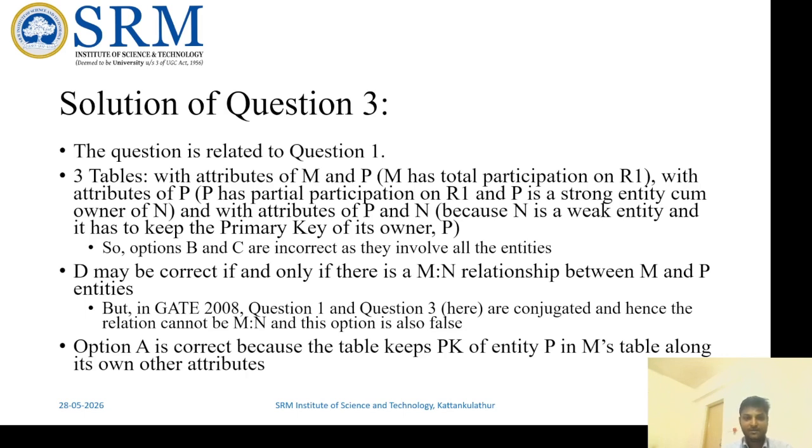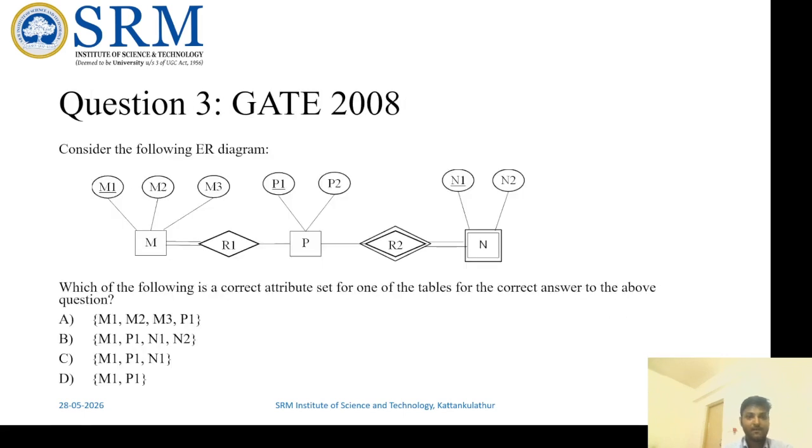So options B and C are incorrect as they involve all the entities. Option B is M1 P1 N1 N2, C is M1 P1 N1. These are incorrect because they involve attributes of all the entities. It should not be correct.